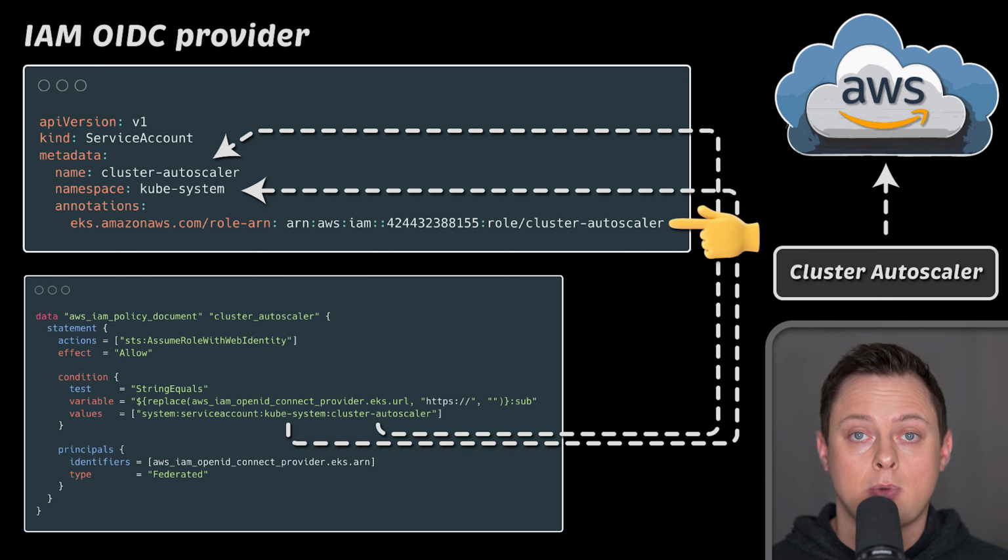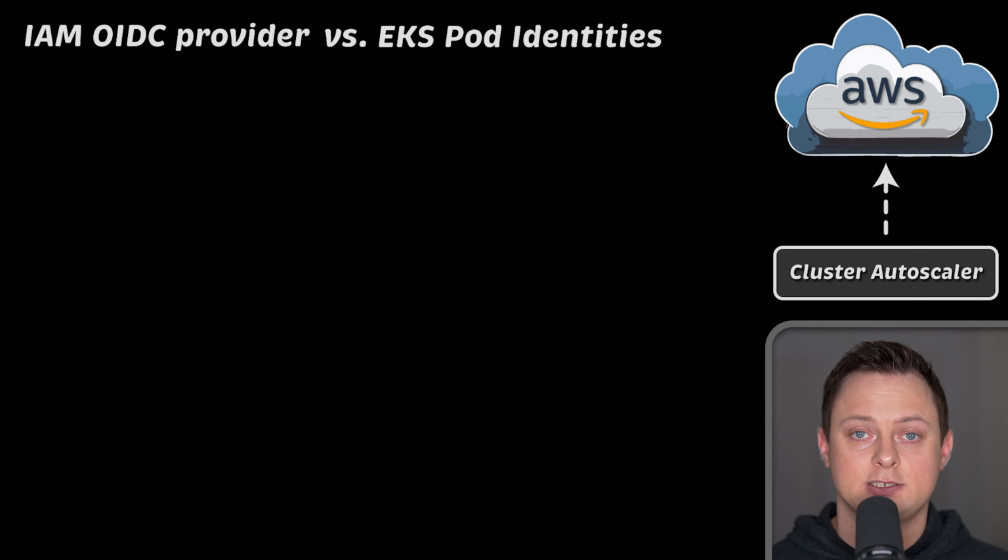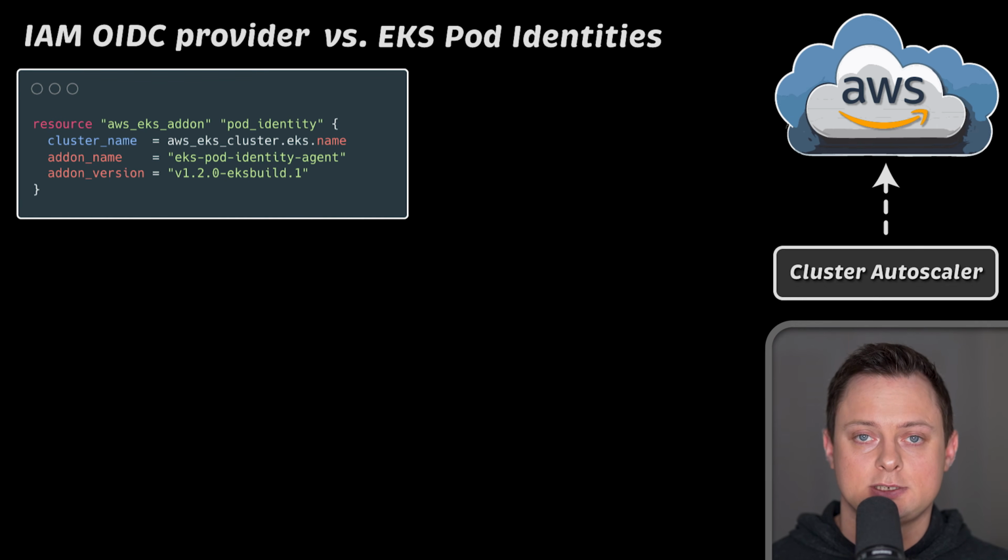The most annoying part about OpenID Connect Provider was having to use an annotation with the IAM role ARN on the service account. Now, the EKS team has developed a new approach called EKS Pod Identities that we can use to grant access. To enable it, you can use the EKS add-on, which is super easy to install.